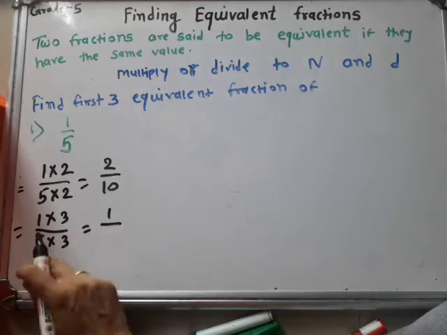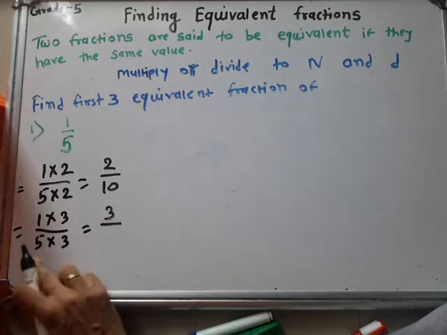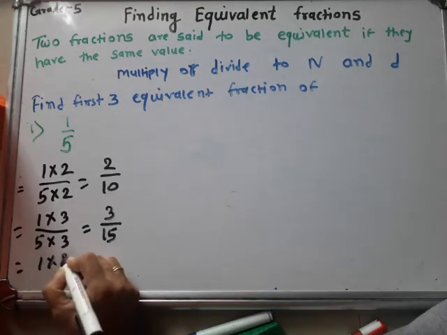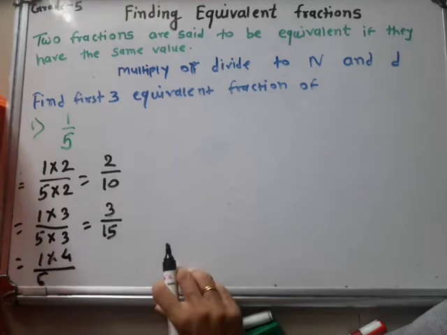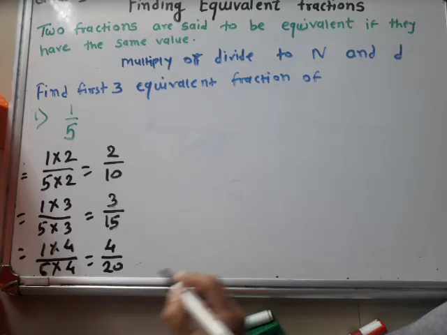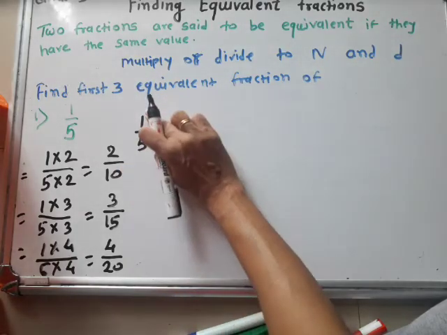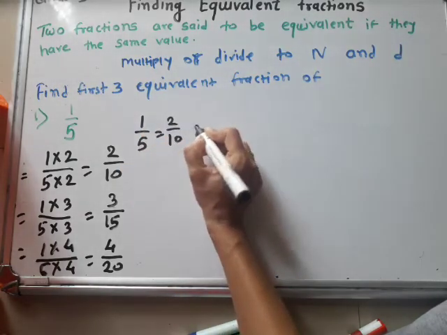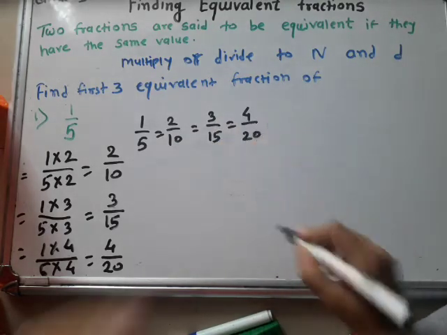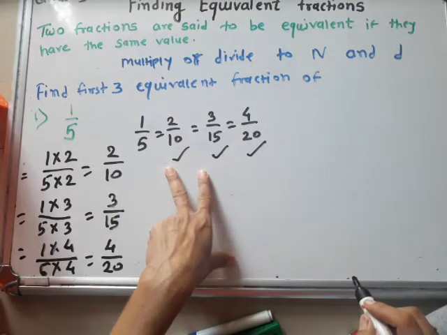1 3s are 3, 5 3s are 15. Okay, then next, 1 4s are 4 and 5 4s are 20. So here we get equivalent fractions of 1/5: 2/10, then 3/15 and 4/20. These are the first three equivalent fractions of 1/5.